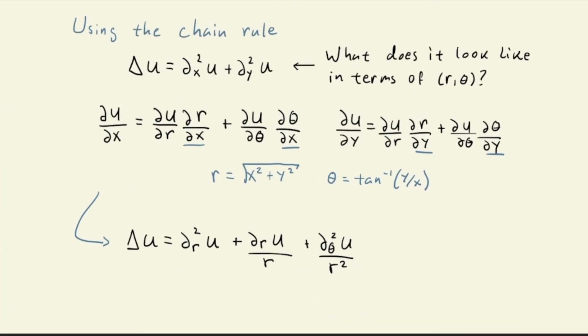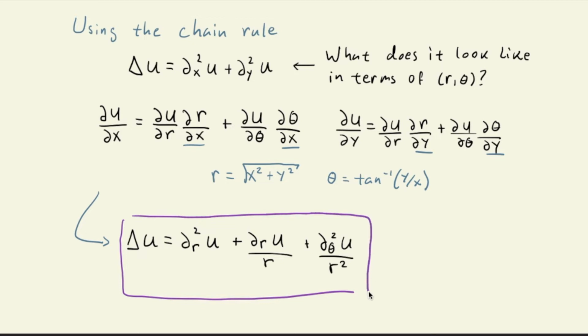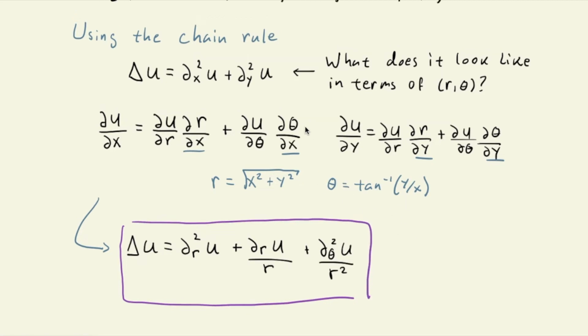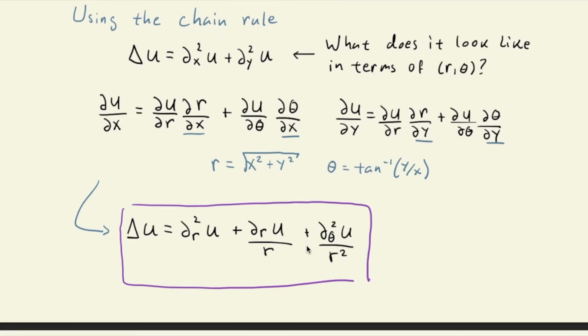And so this is very important. Once we change variables, the form of the Laplacian changes. It is very tempting to say, well, the Laplacian is the second derivative in x plus the second derivative in y. So in polar coordinates, it would be second derivative in r plus second derivative in theta. But that is not true, unfortunately. And so you need to use the chain rule to see how this operator looks in these new coordinates, and we can find this expression here.